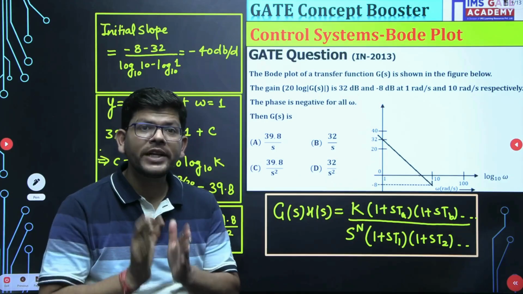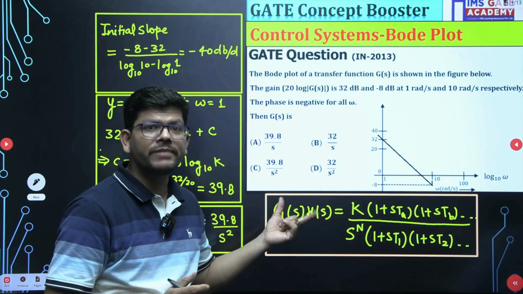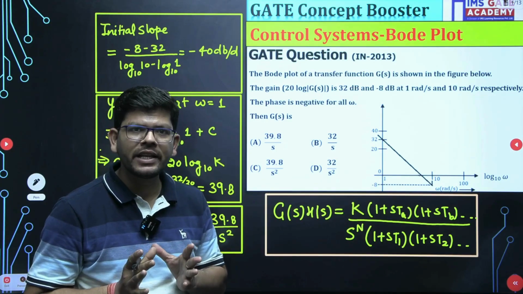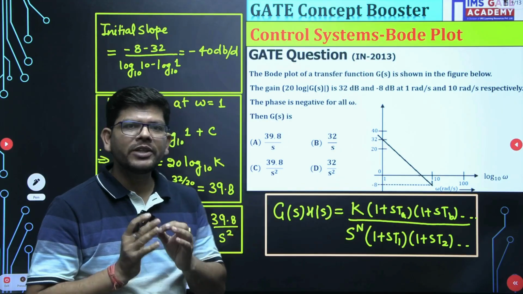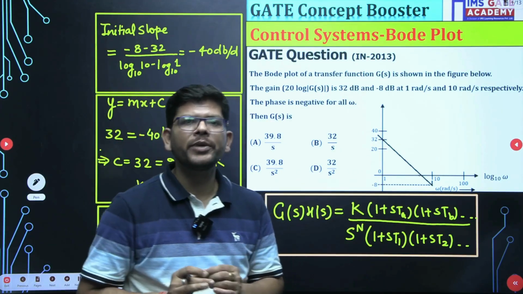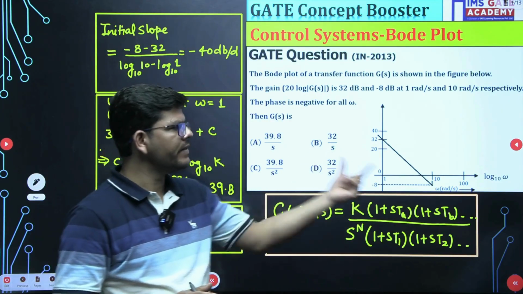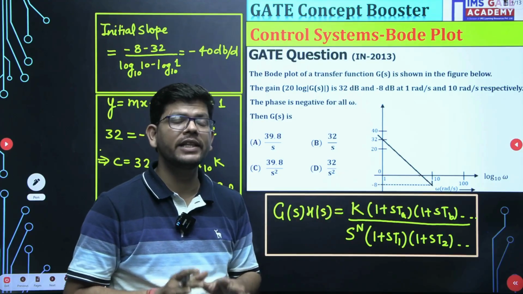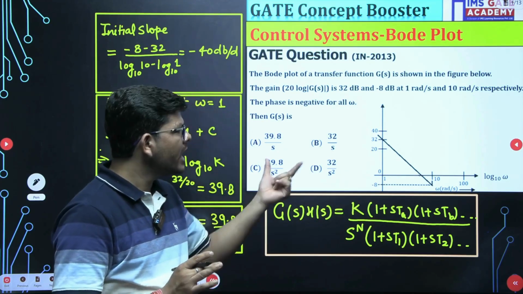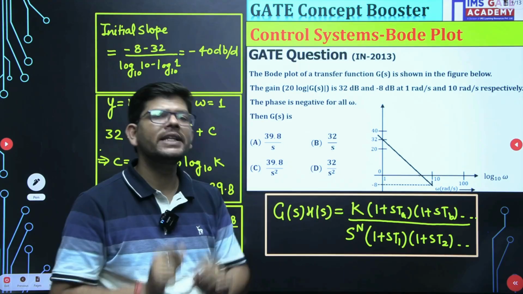Do you know the concept behind this GATE question which was asked in GATE 2013? This question was asked from the subject Control Systems, from the topic Bode plot. They have given a Bode plot, and you have to tell what the transfer function is among these options. So what is an ideal transfer function?